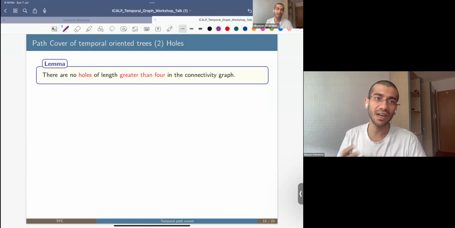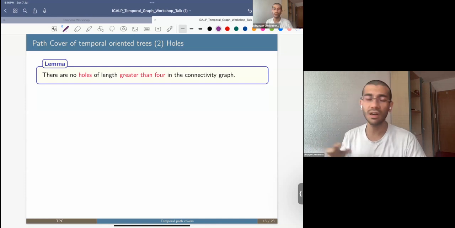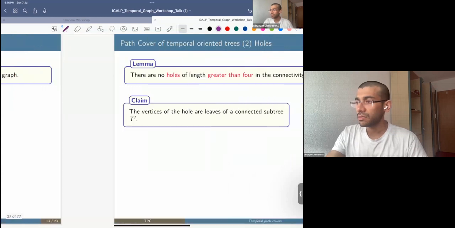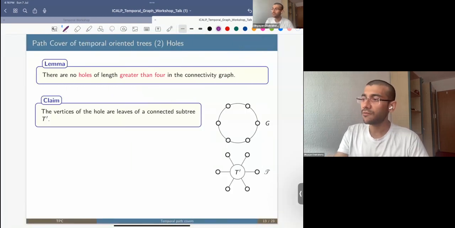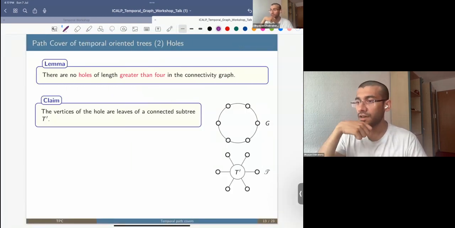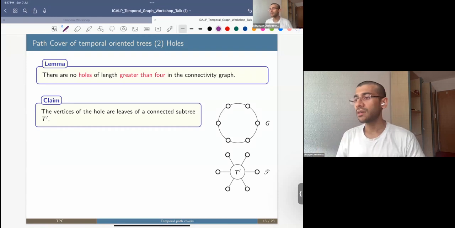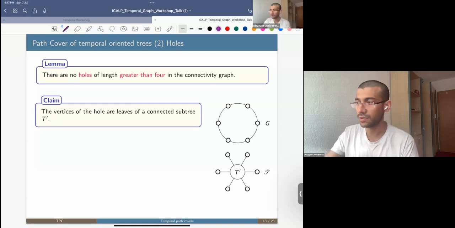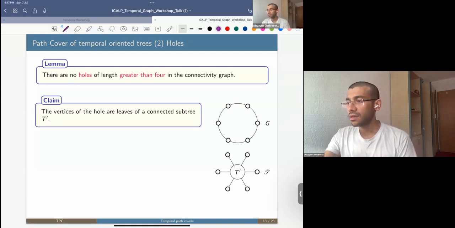Okay, it would have been wonderful if the connectivity graph was chordal, right? But that's not the case. You can have holes, but the holes are not bigger. That's what we show. To show this, we first observe that if you do have a hole in the connectivity graph, then the holes are actually leaves of a connected subtree of the original temporal tree. Okay.